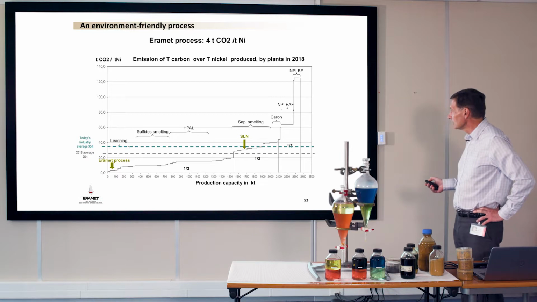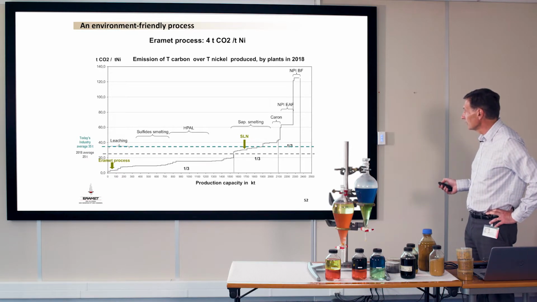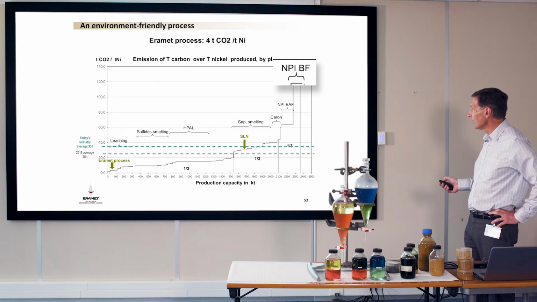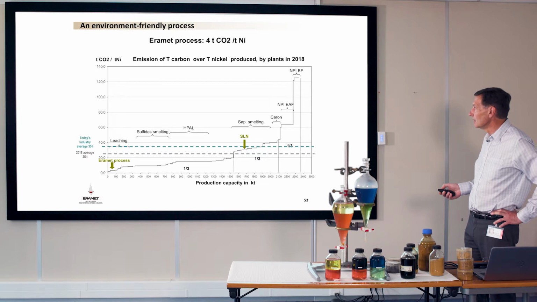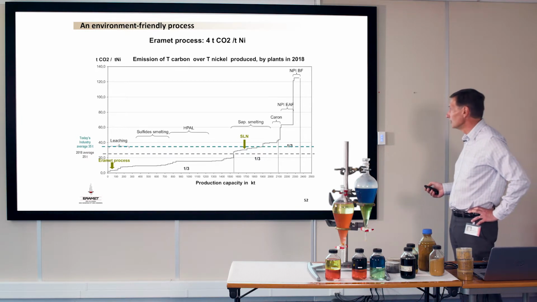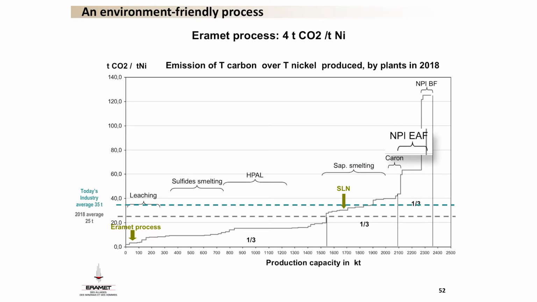You see that, depending on the processes, nickel pig iron produced in a blast furnace has very high CO2 emission, at the level of 120 tons of CO2 per ton of nickel. Nickel pig iron produced in an electric arc furnace decreases the CO2 to the level of 60 tons of CO2 per ton of nickel.